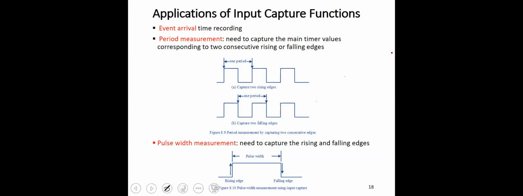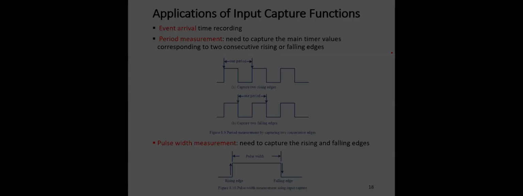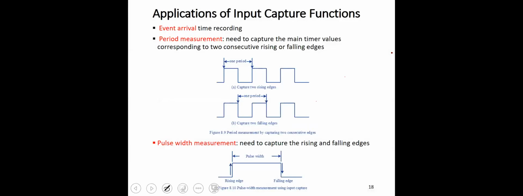Okay, so what applications can benefit from the input capture functions that are available in the TIM module? Basically, for example, here we have event arrival time. All you want to do is to record the time of that event. Your application might be recording, or period measurements. You want to measure the period of some periodic square wave.